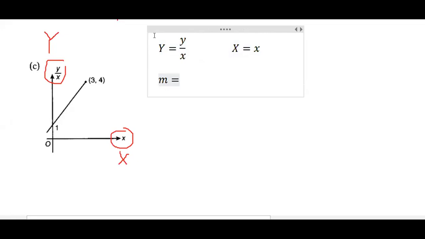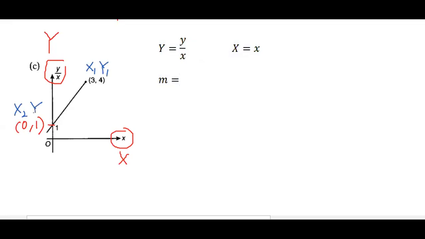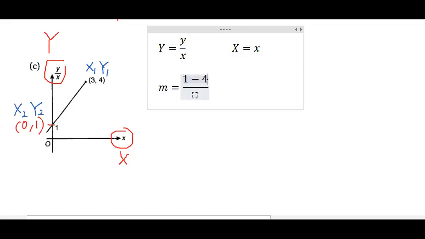Okay, macam mana nak cari M? Let's fill in. This is what? Ini adalah 0, 1. Betul? So, label big X, big Y. Okay, kita guna big. So, Y2 minus Y1, X2 minus X1. 1 tolak 4, negatif 3. So, negatif 3 bahagi negatif 3, 1.